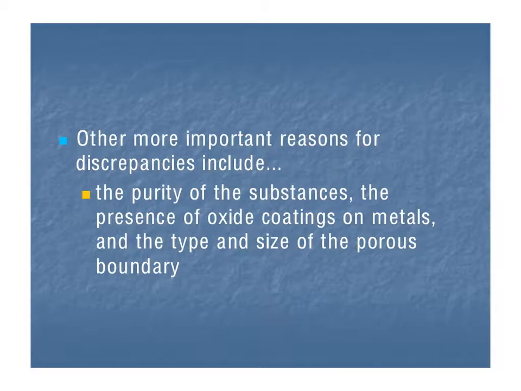Other discrepancies that could cause a reaction to differ from the standard cell potential are the purity of the substances, such as an oxide or a rust coating, and the type and the boundary size of the porous material in your salt bridge. These are both experimental errors which you cannot control for in a standard high school laboratory.